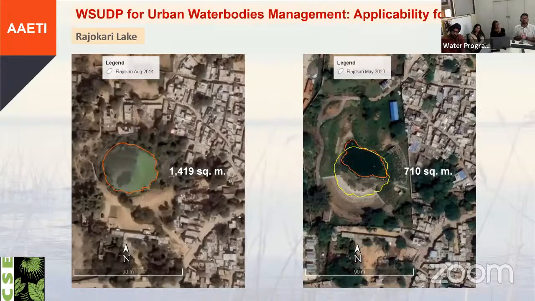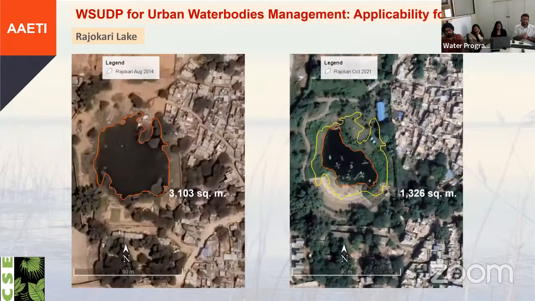Now, after the intervention, they have made these beautiful landscape features, but the area of the lake has gone down by 50%. So the water holding capacity of the lake has actually gone down. That's a pre-monsoon figure. Looking at the post-monsoon figure, we see that the area actually goes down by 1/3. So a post-monsoon water holding capacity of an area spreading across 3,000 square meters comes down to 1,326 square meters only.